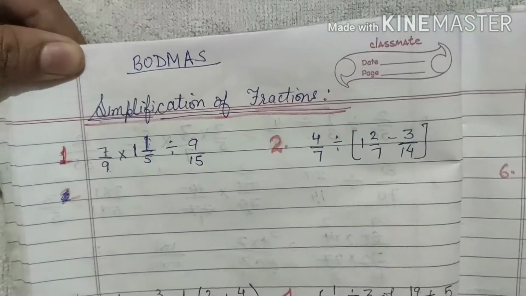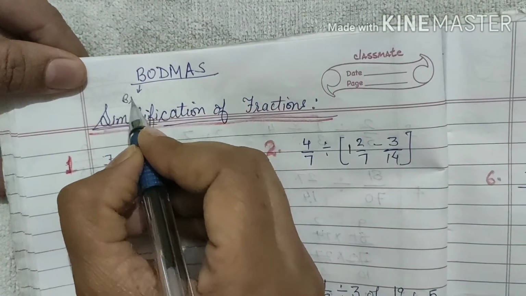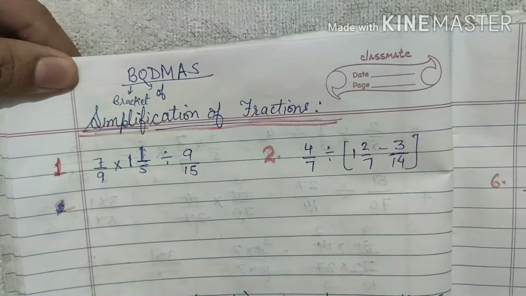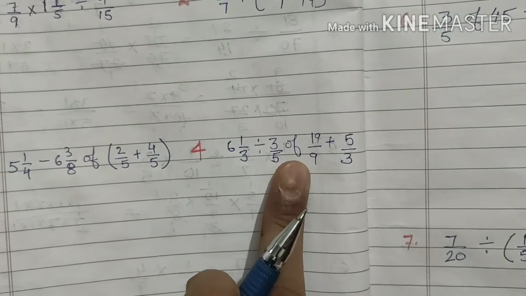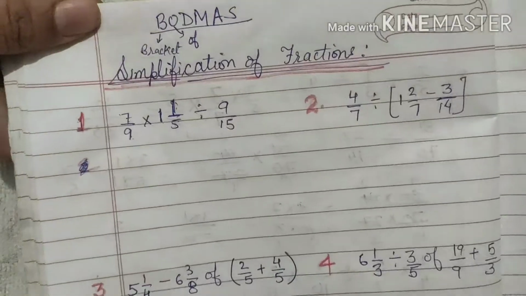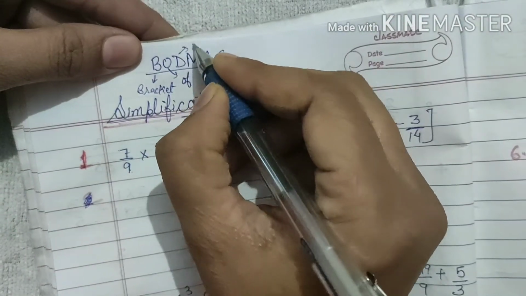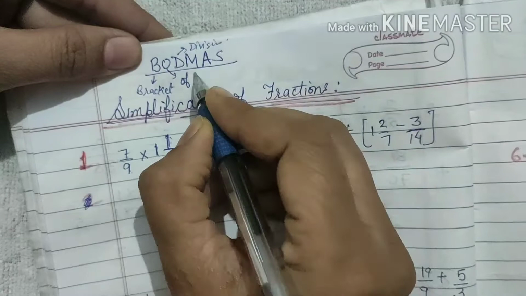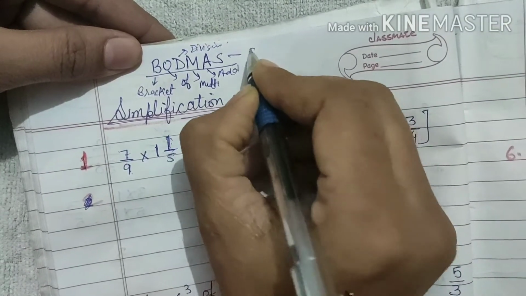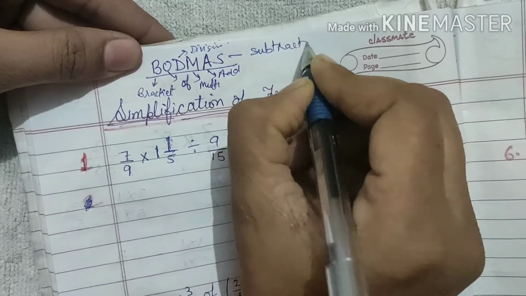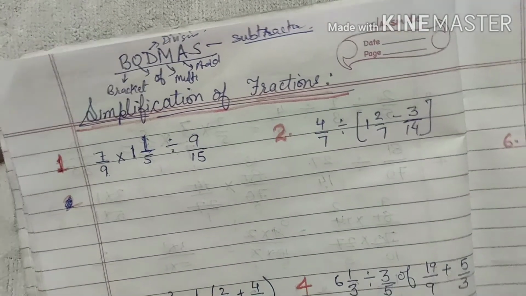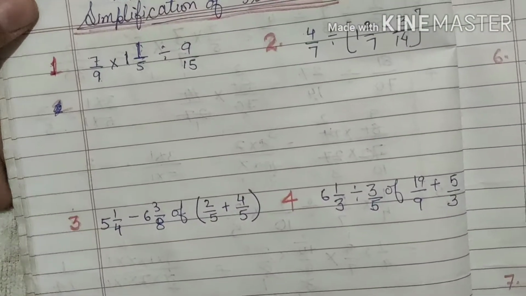B means bracket. If there are brackets, then we have to open brackets, then of. If there is something like this, of, then we have to put only a multiplication sign instead of this of. Then it's division, then multiplication, addition and subtraction. Okay, we have to follow these 6 things only, nothing else, and we have to follow this step by step. We will solve this step by step.